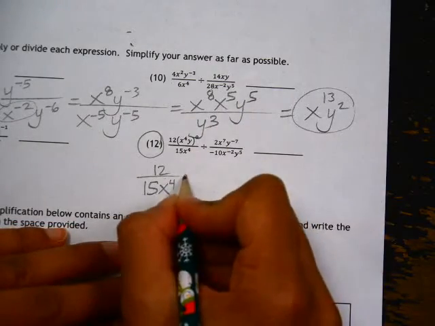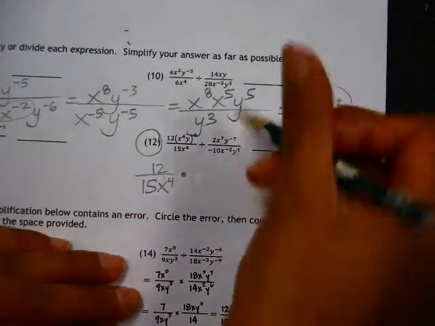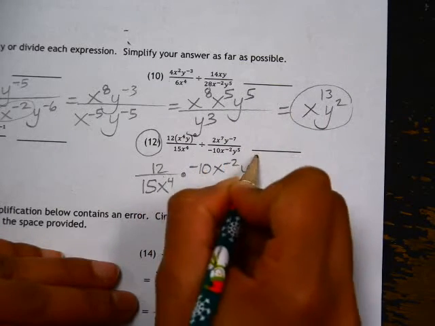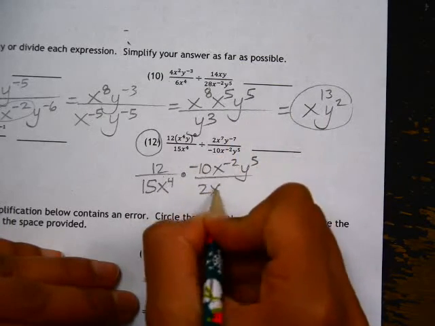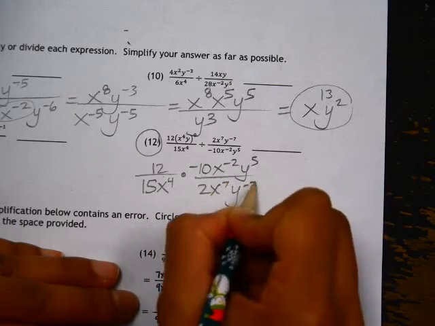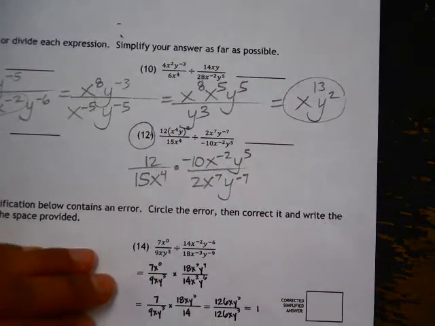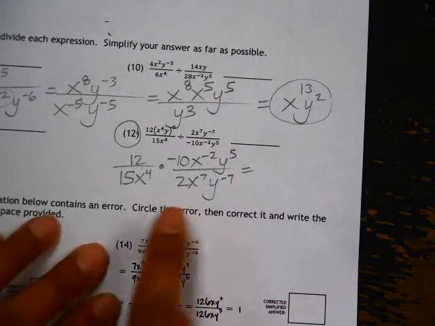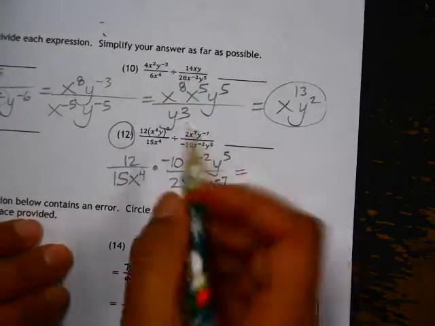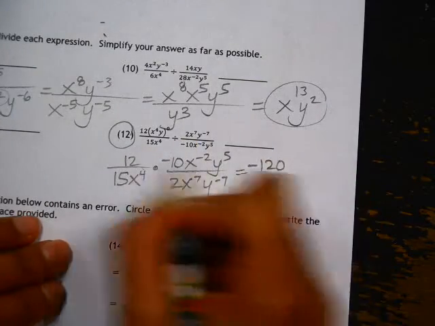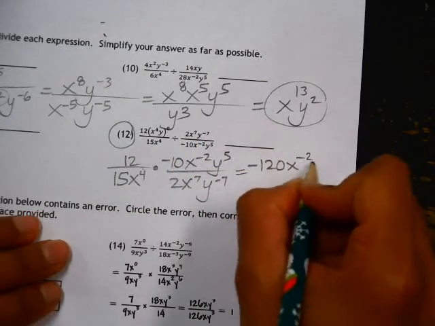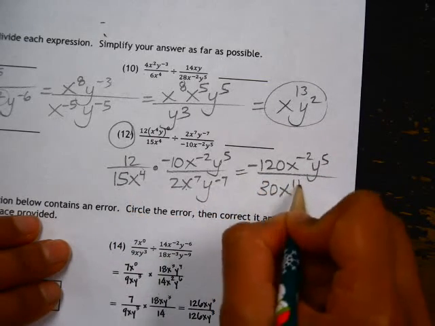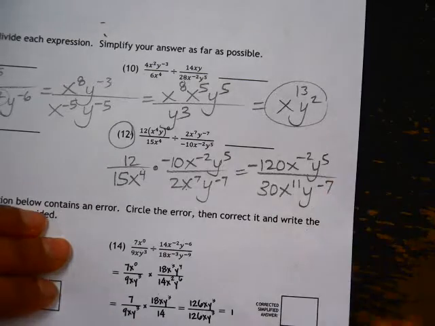And then multiplied by the reciprocal. Reciprocal just means move the denominator to the numerator, move the numerator to the denominator. Okay, now we can treat this like number 9, where we're just multiplying across. So we have negative 120, x to the negative 2, y to the 5th. Here we have a 30, x to the 11th, y to the negative 7th.